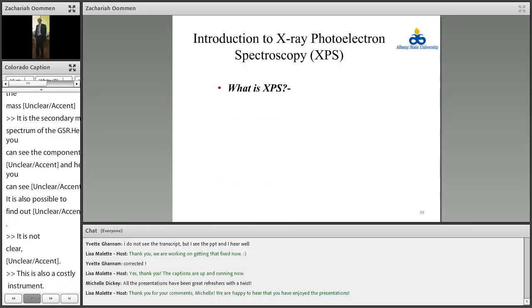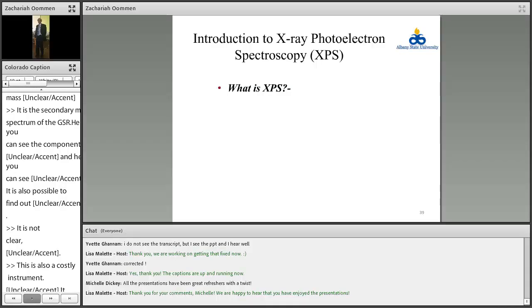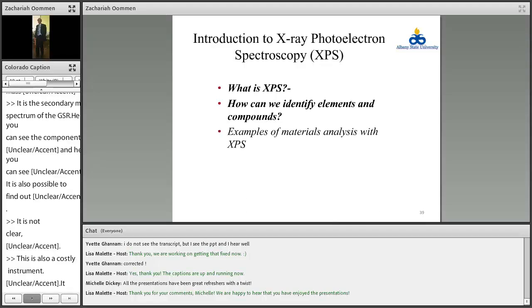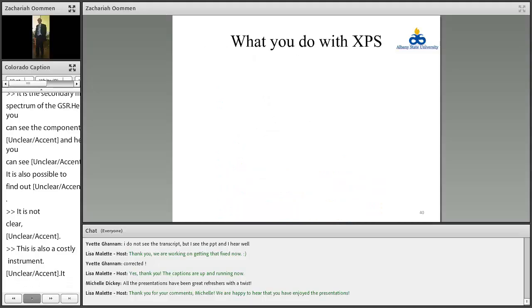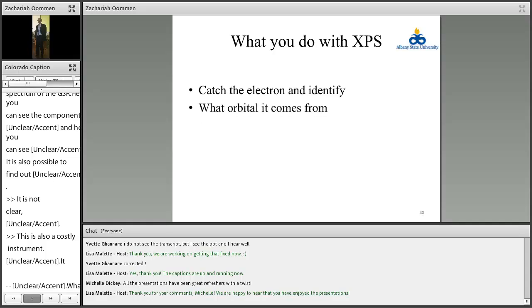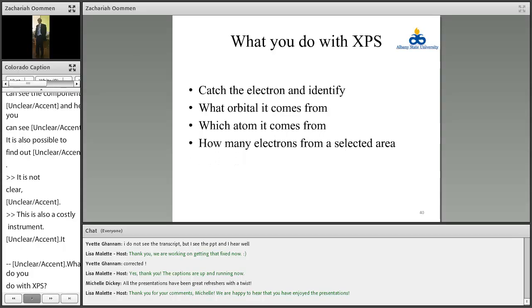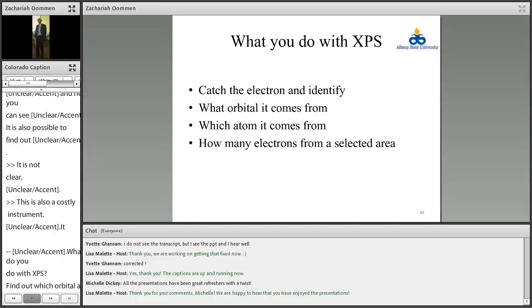So here in this topic, I didn't complete this experiment, but still I will share some of the points for academic interest. So what is XPS? How we can identify the elements and compounds, some of the examples. And what do you do with XPS? First, you catch the electron and identify it, and find out from which orbital it comes from, and from which atom it comes from, and then how many electrons are coming from a particular area, from a particular point. That is what we do with XPS.